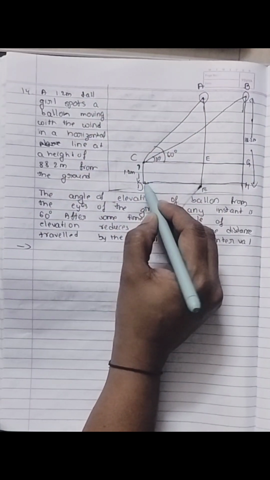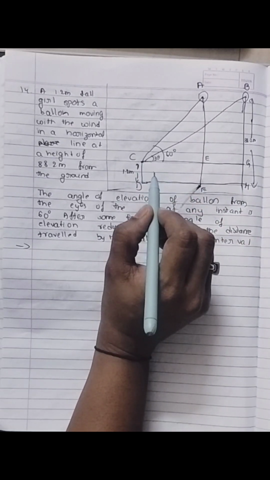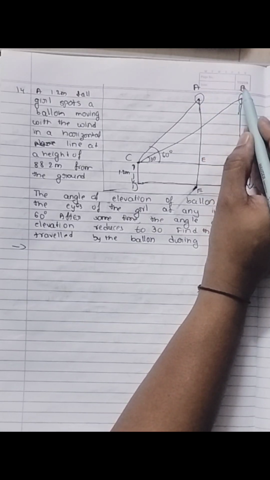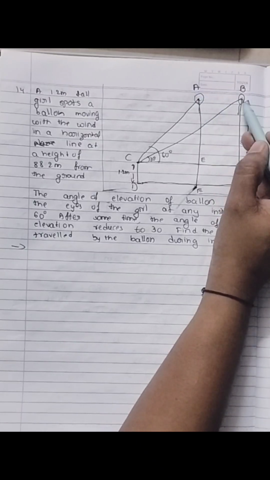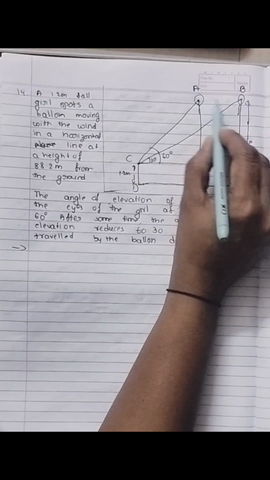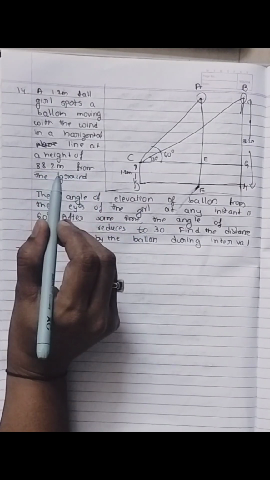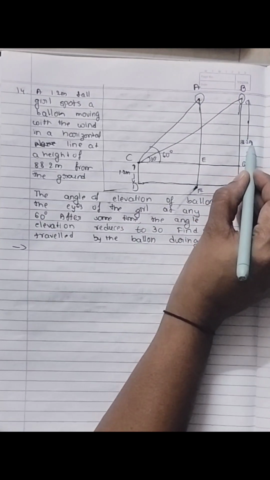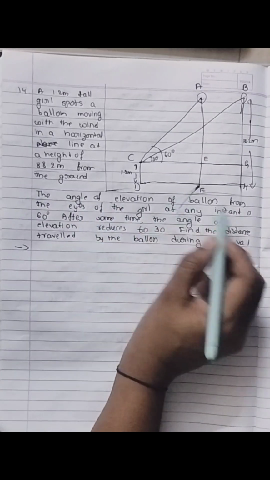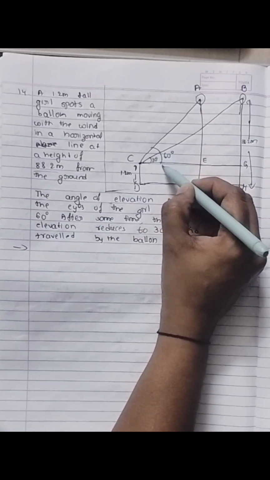It is 1.2. So this DH is my ground level. Her eyesight is at C and she is spotting the balloon at two locations, at A and at B. Initially it was at A, then it moved to B, and the positions A and B are in a horizontal line, as given in the question. So she is spotting a balloon at the height of 88.2 meter from the ground. So the height of BH or AG is 88.2 meter. Next, the angle of elevation of the balloon from the eyes of the girl at any instant is 60 degree.